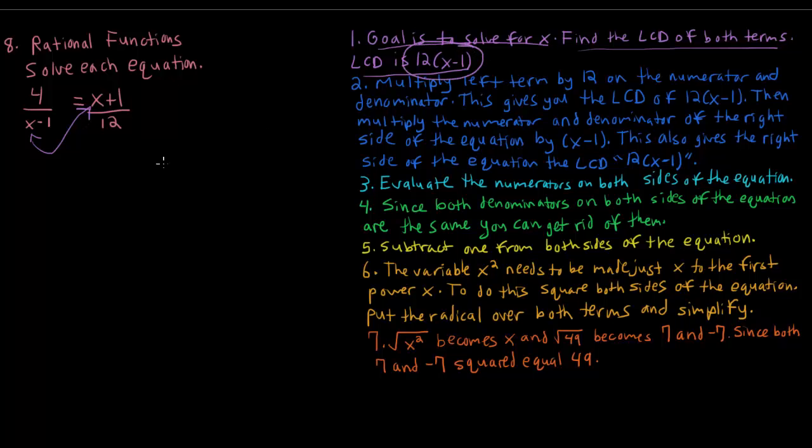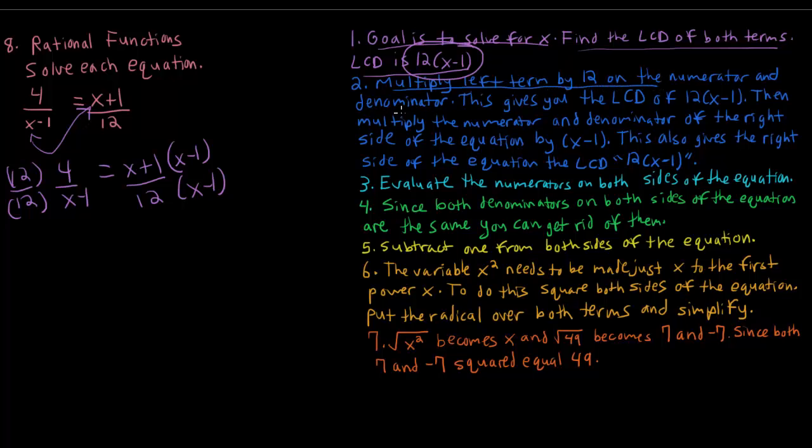If you have x minus 1, then you have to multiply this side by 12, the numerator and the denominator. And then on this side there's a 12. We need the x minus 1, so we have to multiply this side by x minus 1 on the numerator and the denominator. So 12 times 4 is just 48. Actually, that would be step 2. So we're just multiplying the terms on the numerator and the denominator. We already got the LCD.